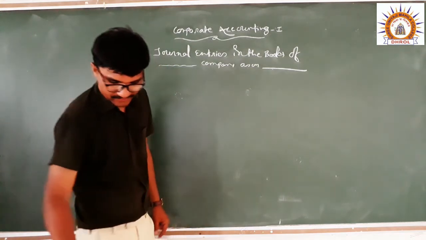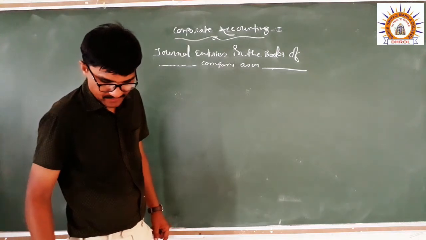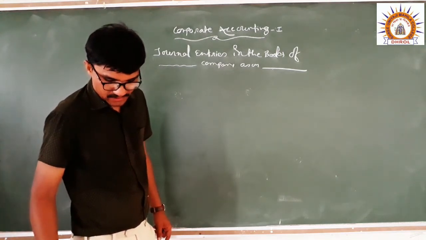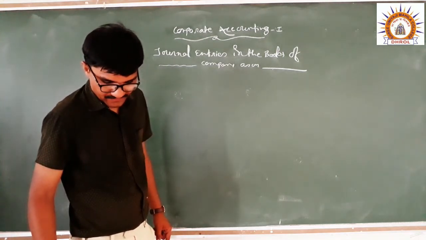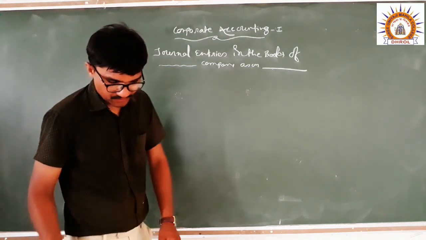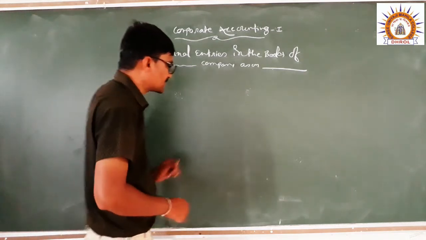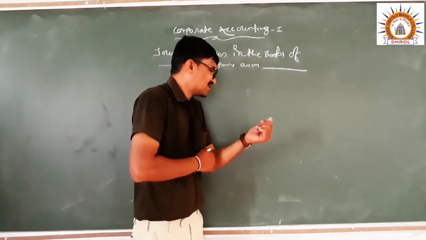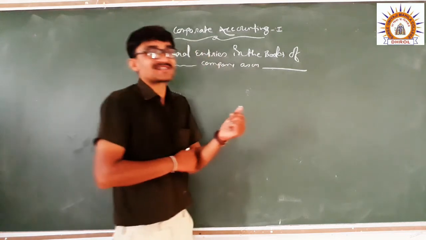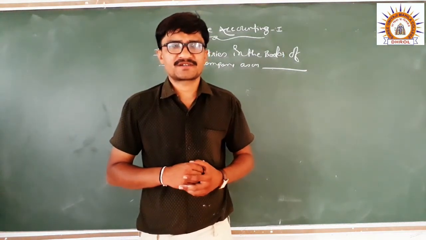So let me try to understand some journal entries of redemption of redeemable preference share capital, as per the certain provisions of law. First of all, you should try to understand the journal entry.